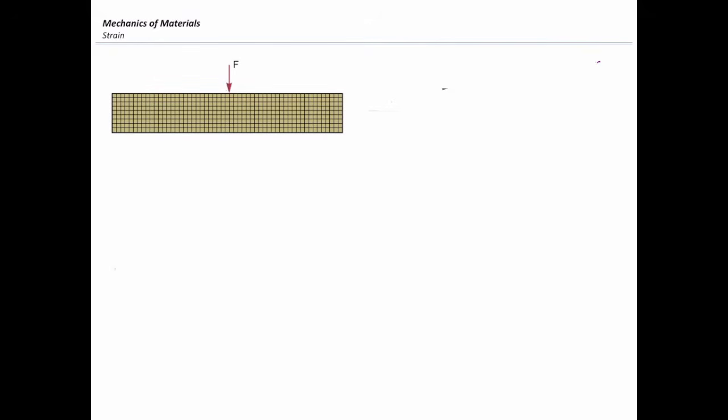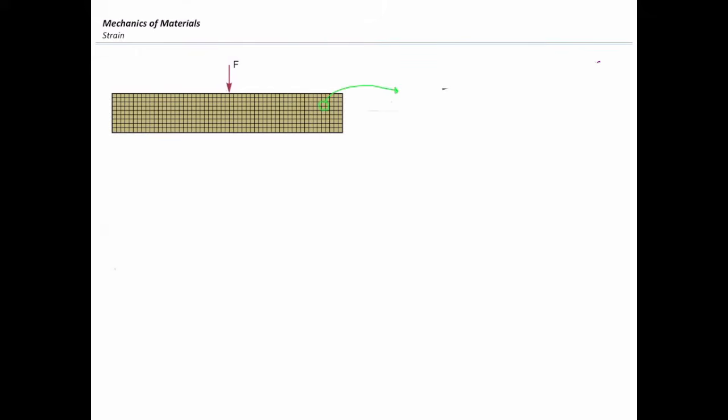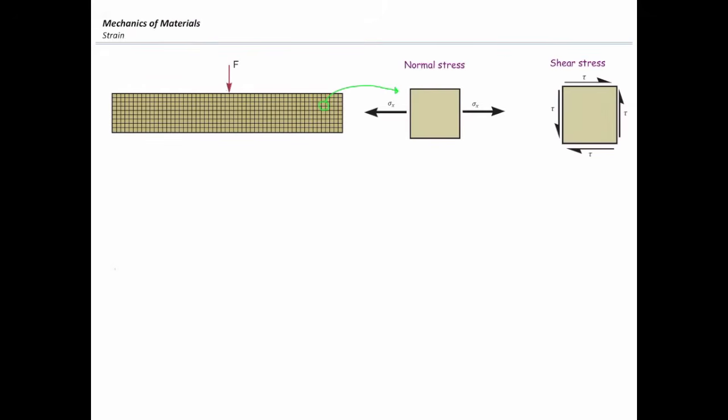So far we have learned about normal strain. Here we want to focus on shear strain. Consider this beam which is subjected to a force. We have learned that there are basically two kinds of stresses developed in this beam: normal stress and shear stress. The force acting on the beam causes deformation. So consider this is the beam after deformation.